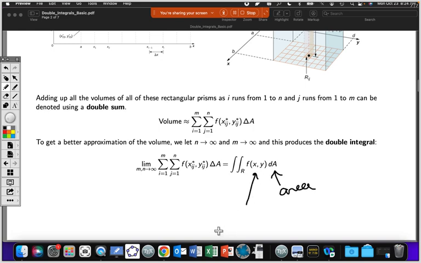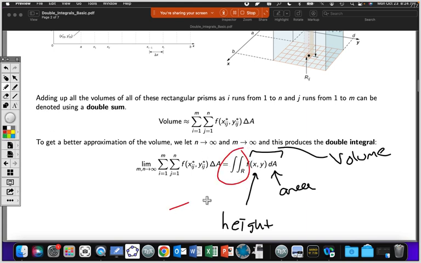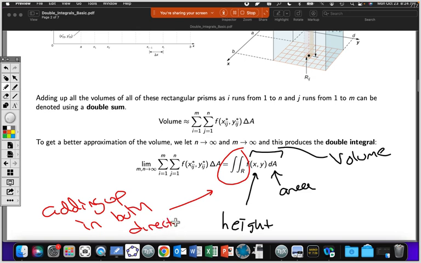So this represents a little infinitely small patch of area. You can think of the function as representing a height at a specific point. So a height times an area, you can think of that as a volume. And what these double integrals are doing is we're adding these up in both directions. Right? So we're getting a sweeping motion that just adds up all of these infinitesimal volumes to give us the volume of a certain region in space.